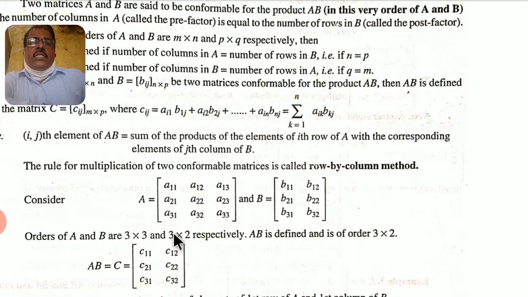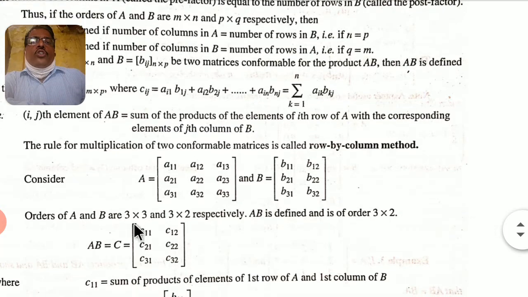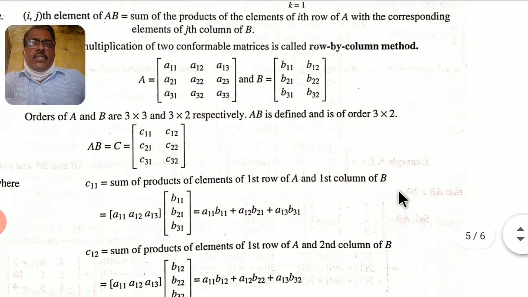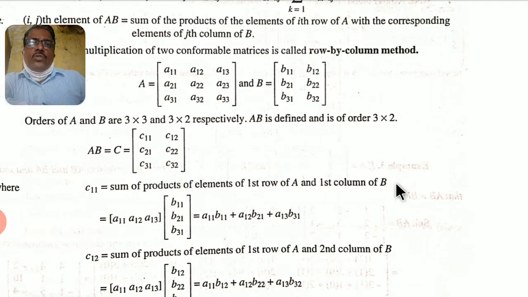So these 3 will get cancelled. Okay, now it is 3 cross 2, which means it looks like this: C11, C12, C21, C22, C31, C32. Okay, so how to multiply these two matrices? That we now see.